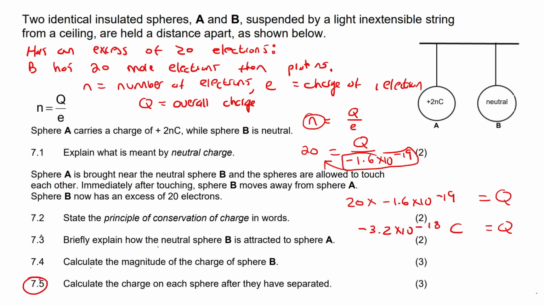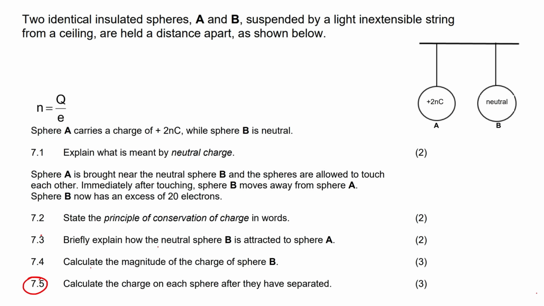Okay, now this last question says calculate the charge on each sphere after they have separated. There's a formula for this as well. Remember that they took this one and this one, put them closer together, made them touch, and then moved apart again. There is a formula we can use to calculate what each of their charges will be after they have moved apart. There's actually a big problem with this question. It's not correct. That's quite a big mistake that they've made.